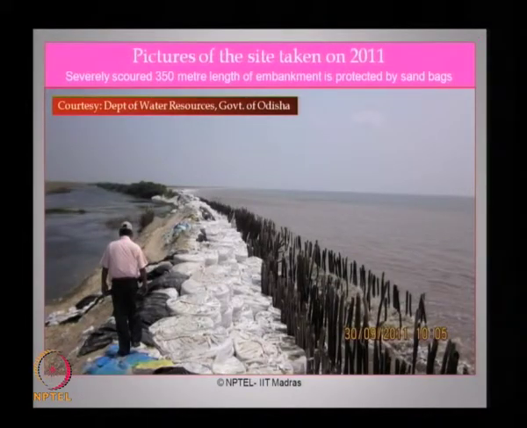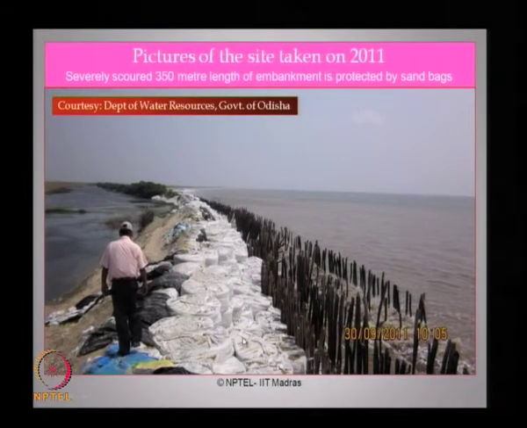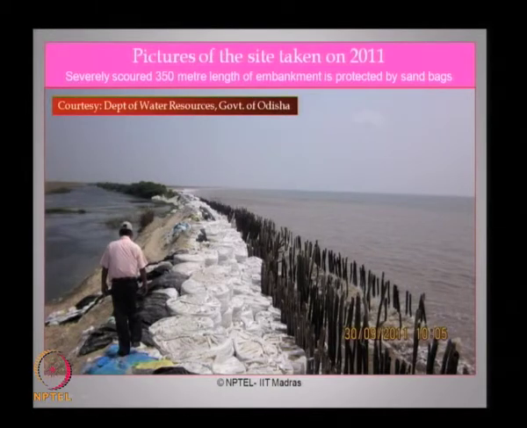A further picture taken in 2011, which is about 4 years from the original problem being noticed, you will see that the coastline has become completely merged with the land and the embankment has become completely ineffective. About 350 to 400 meter long embankment is protected only by local mechanism because of sandbags.